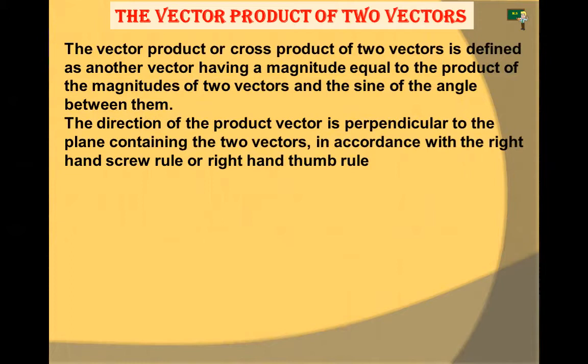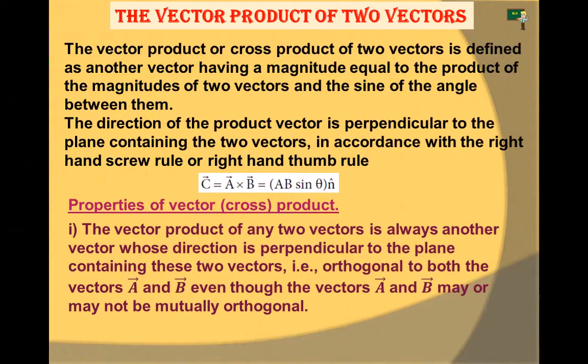I think you remember in the last class I told you about vector properties, that a vector has magnitude and direction, and C vector is equal to A vector cross B vector, which is equal to AB sin theta into n cap.